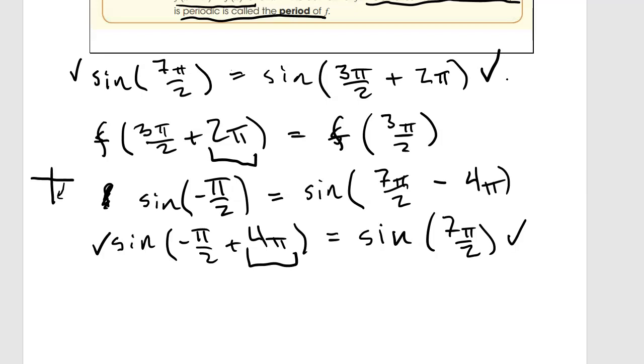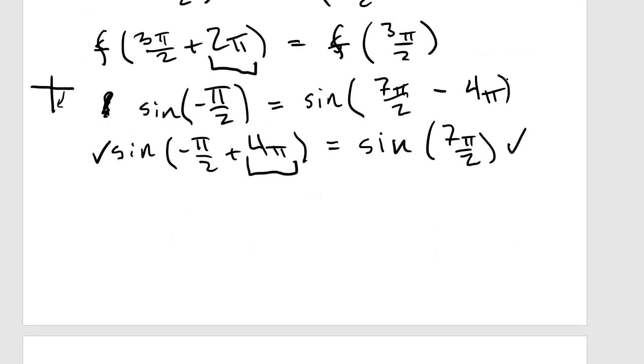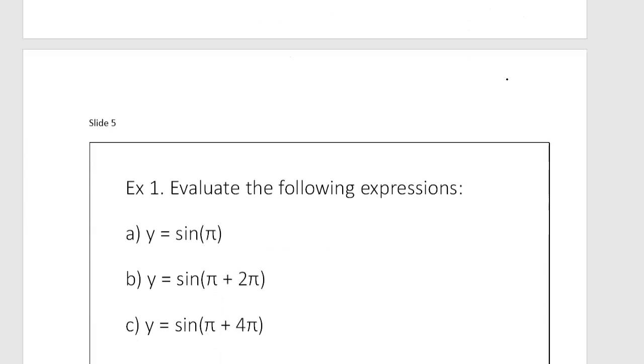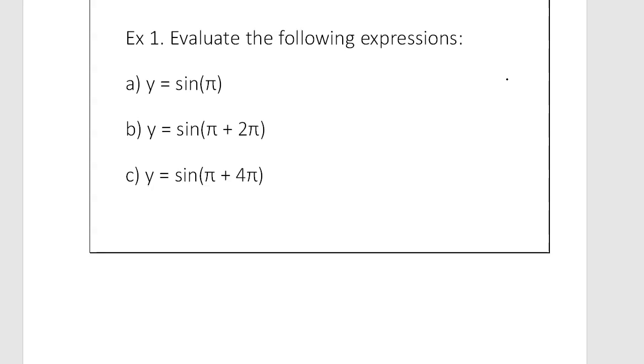So the period that you're trying to solve for is just going to be the smallest number that you can add. If that's still unclear, I have another example on the next slide that we can go through. So let's just go through this example and leave that one where it is.